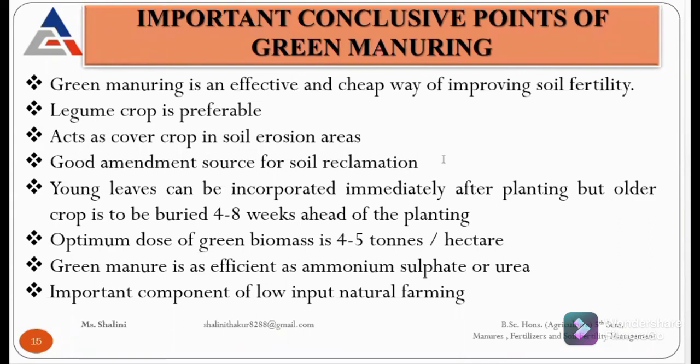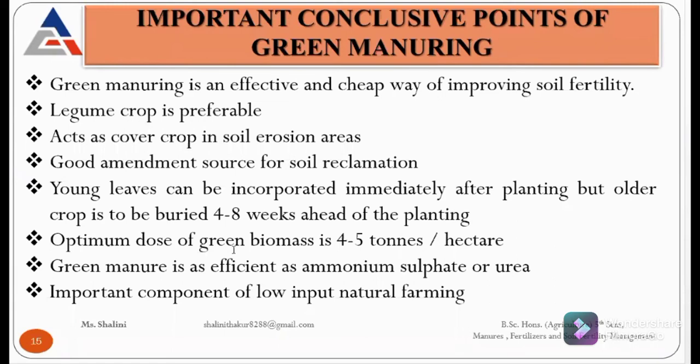Then young leaves can be incorporated immediately after planting, but older crop is to be buried 4 to 8 weeks ahead of the planting. Then the optimum dose of green biomass is 4 to 5 tons per hectare. What does it mean? That we have to use 4 to 5 tons of green leaf manure for 1 hectare.